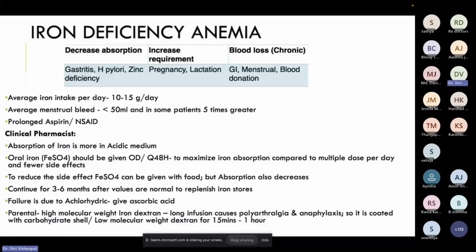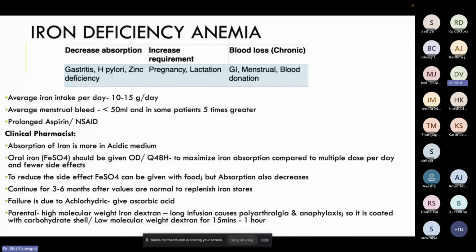I talked about the oral formulation, and I would like to talk about the parenteral. Iron dextran is not much used, but still, just to give an insight about what can be done as a clinical pharmacist in other ways. Iron dextran is of high molecular weight and should be infused over a longer period, and infusion over a longer period causes polyarthritis and anaphylactic reactions too. To prevent these reactions and to reduce the infusion time, the dextran has been covered with a carbohydrate shell, or its molecular weight can be reduced, and it can be given as a 15 minute to 1 hour infusion.